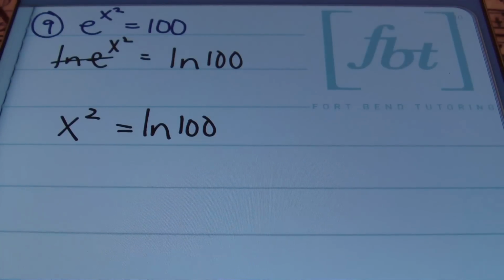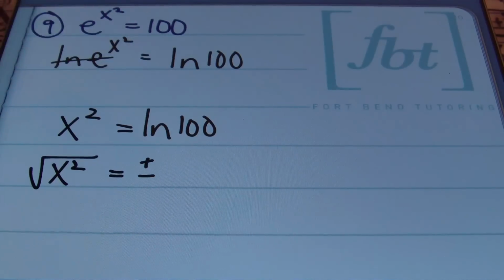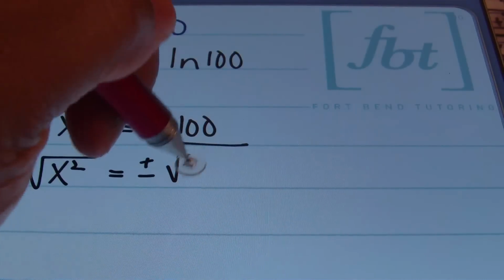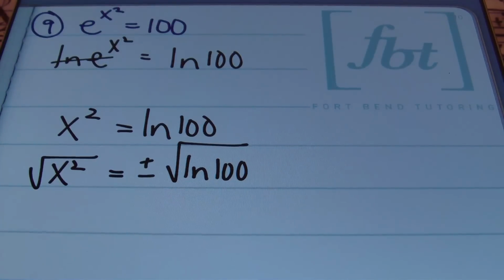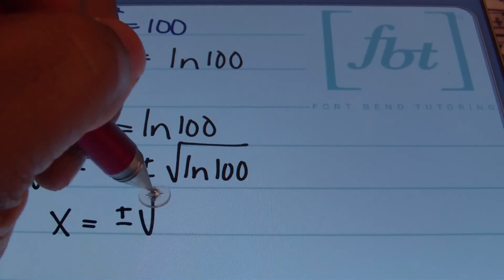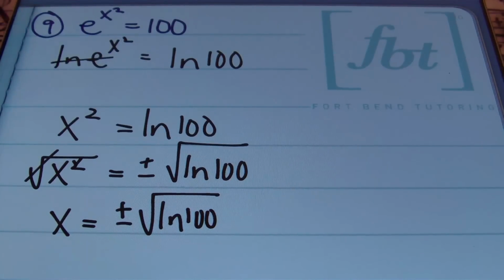From here we'll implement the square root property. So that means I'll be taking the square root of both sides of the equal sign here, and on the right, just keep in mind that you'll have to have that plus or minus sign. And this is going to be the square root of the natural log of 100 on the right. Simplifying this, my square root and my square will cancel out, and x will equal plus or minus the square root of the natural log of 100, and this is going to be one form of my answer here.